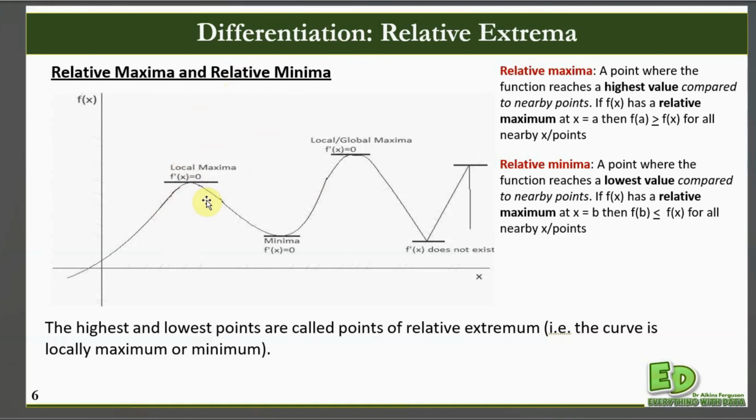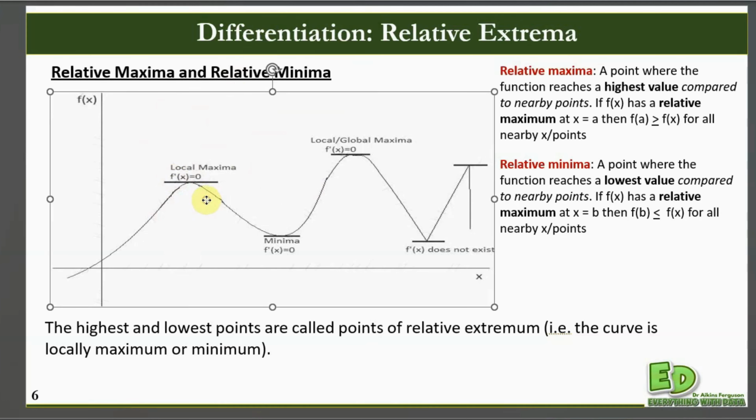But if we bring all those people who top in their various groups together to get the overall best student or the overall top scorer, then at that point we will say it is a global maxima. And then we have the minima as well. Maxima has to do with maximum point, minima has to do with minimum point. As a manufacturer, we would want to achieve the highest profit or possibly incur the least costs. So the highest and lowest points are called points of relative extremum.